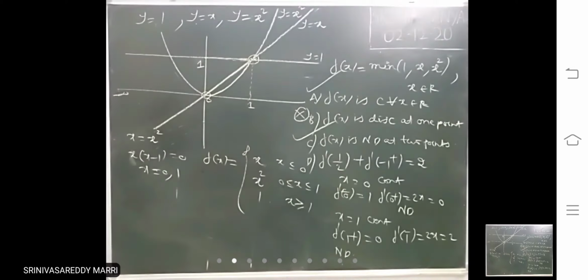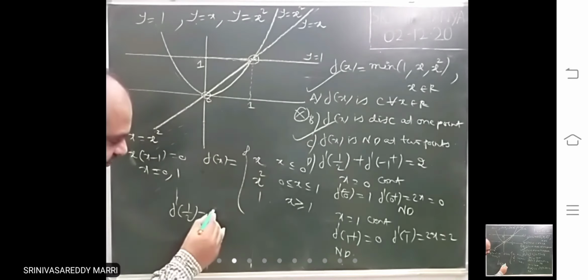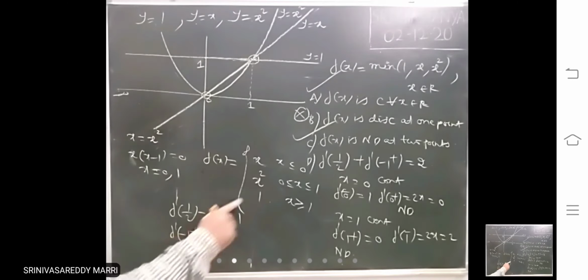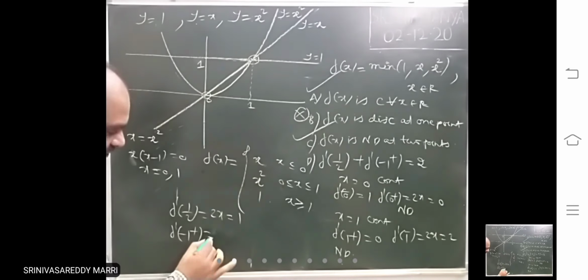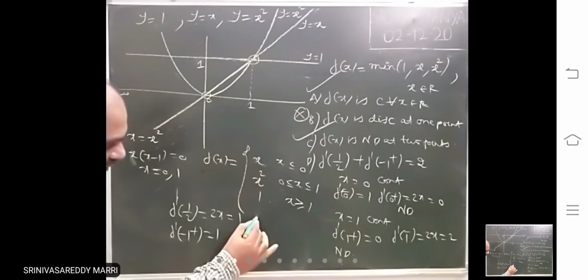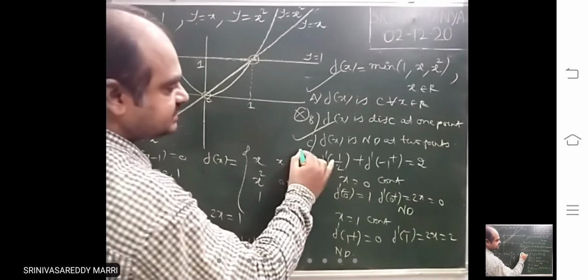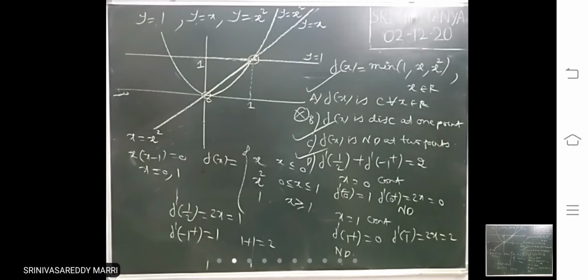So now let us calculate f dash 1 by 2. 1 by 2 lies in the x square part, so the derivative is 2 into 1 by 2, which is 1. Next, f dash minus 1 plus, greater than minus 1, lies in the x part. So the derivative is 1. Therefore the answer is 1 plus 1, that is 2. So this is also correct.